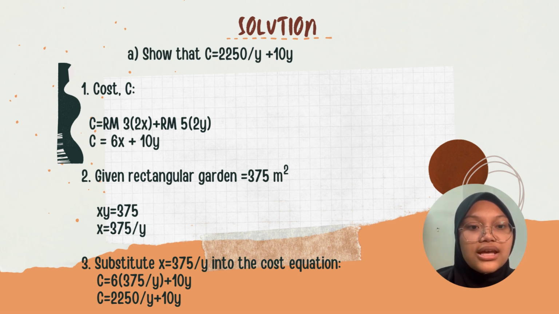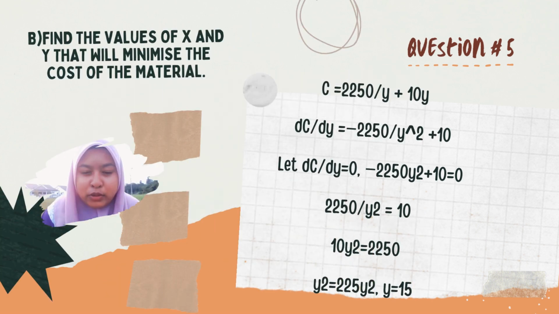Next, we have to make x the subject, which turns the equation into x equals 375 divided by y. Now, we can substitute x into the cost equation that has been found above, C equals 6x plus 10y. Okay, now we go to question B. Find the values of x and y that will minimize the cost of the material.